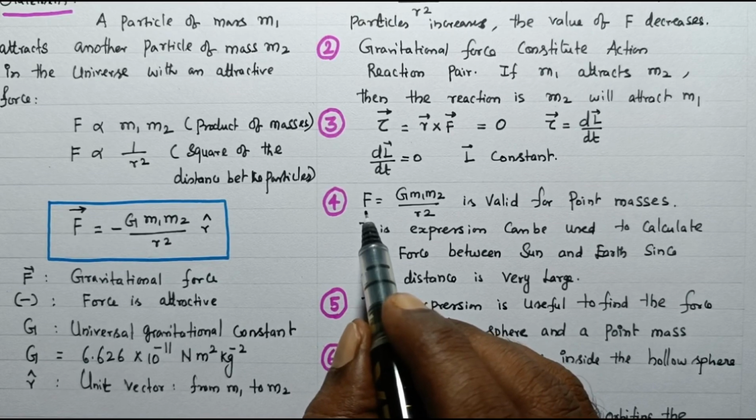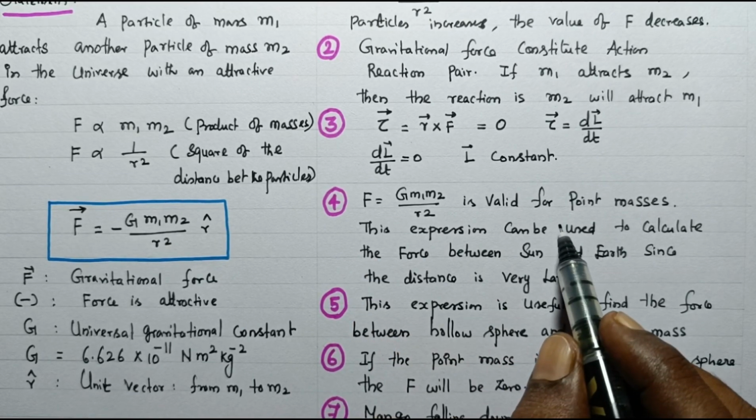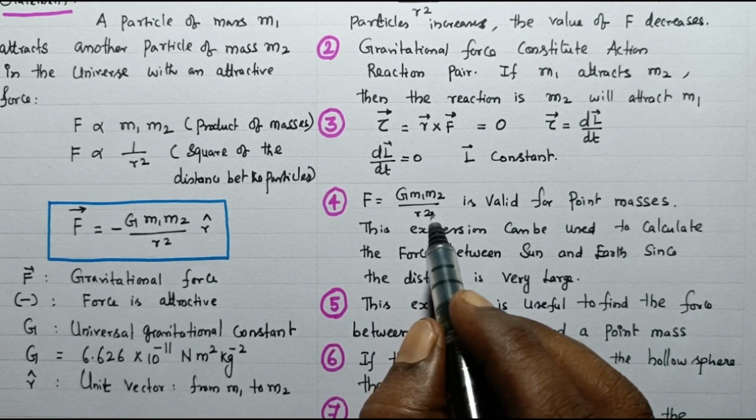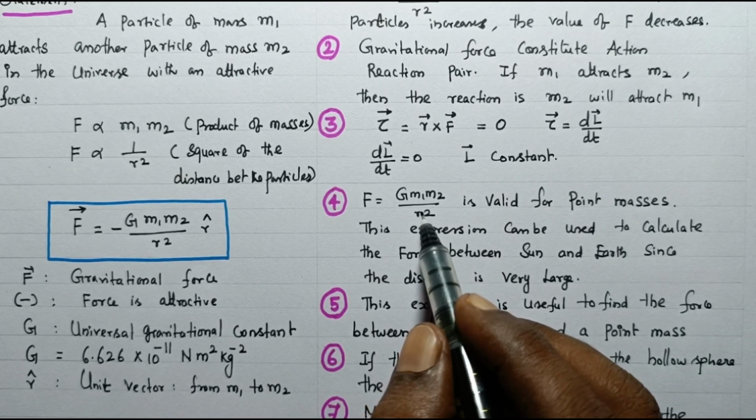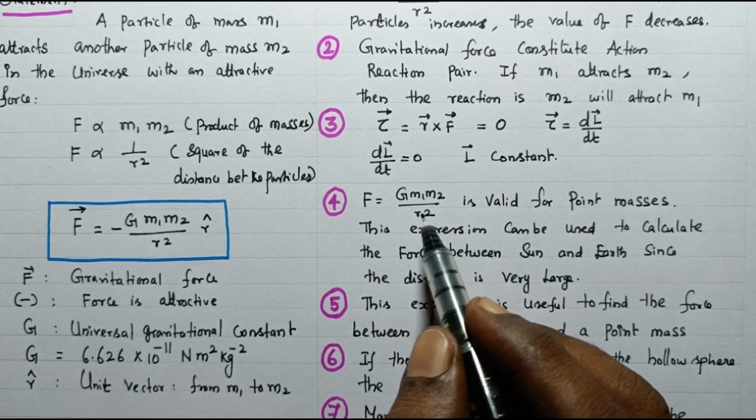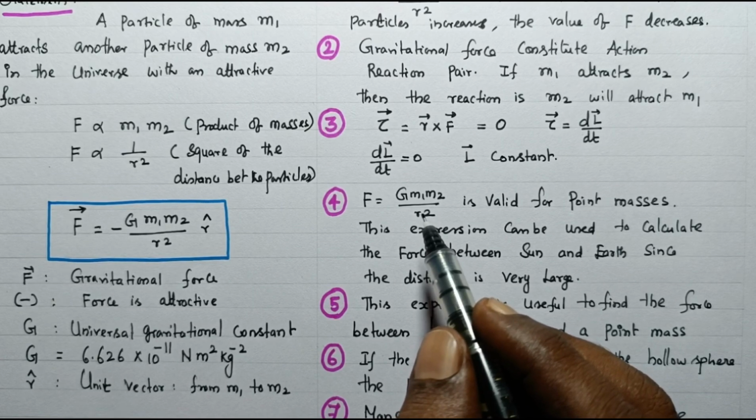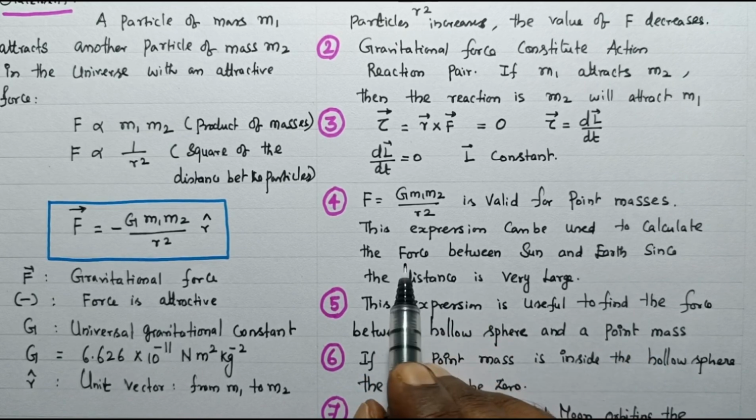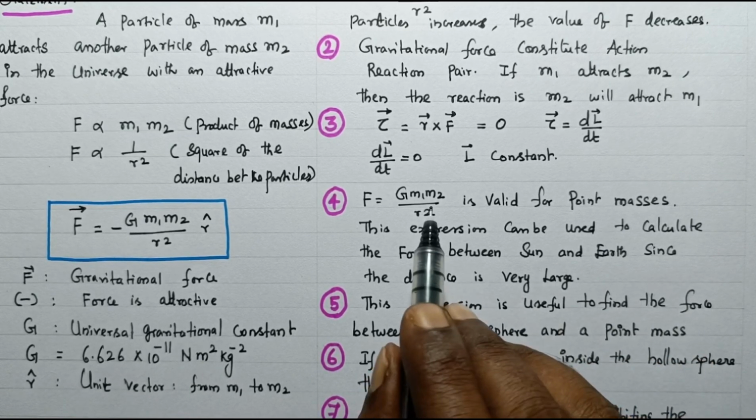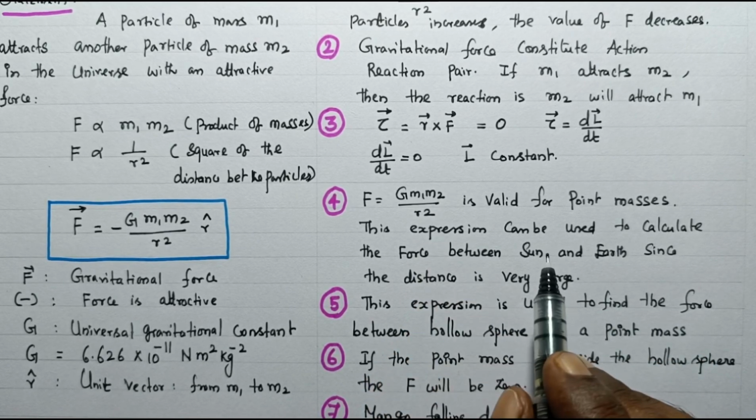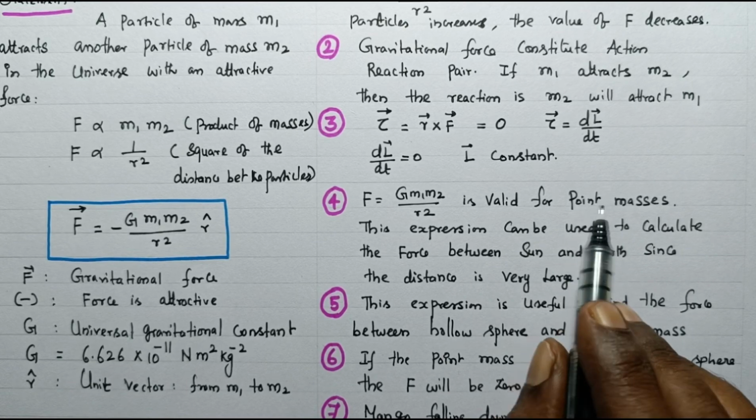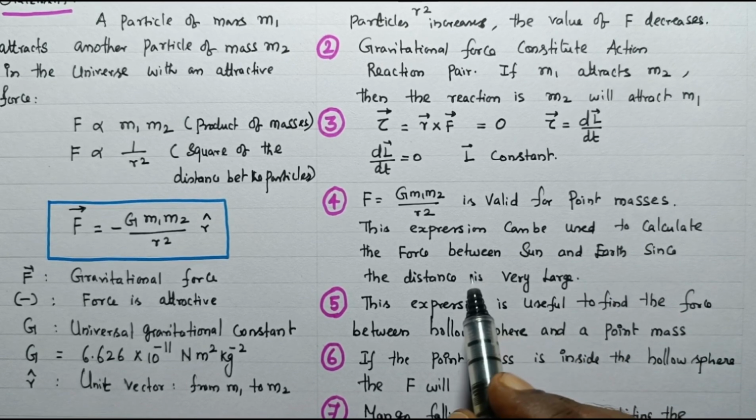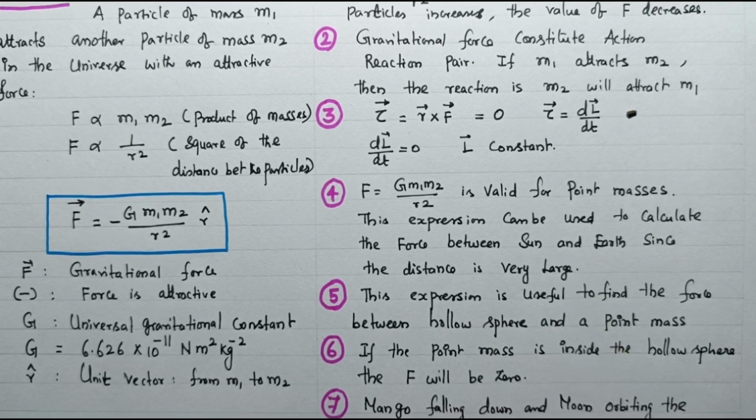This expression is valid for point masses. So we can use this expression only for point masses. If the body is irregular or in a different form or if the size is more, then we have to go for a different mathematical expression. But we can use this expression to study the force between the sun and the earth, because sun and earth will be treated as point masses because the distance is very large.